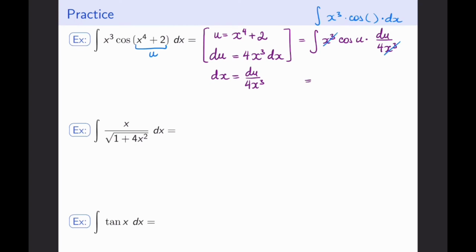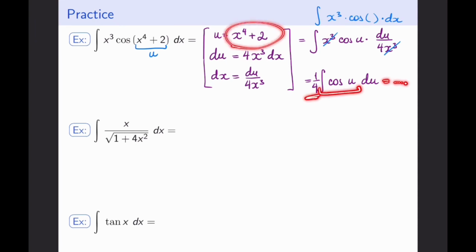So my next integral is going to be cosine of u du, and I can take my 1/4 out of the integral because it's just a constant. Okay, I'm going to leave the rest of the calculations to you because from now on it's really straightforward. You take the antiderivative of cosine of u, you multiply this by 1/4, and then you rewrite the resulting antiderivative in terms of your original variable x.